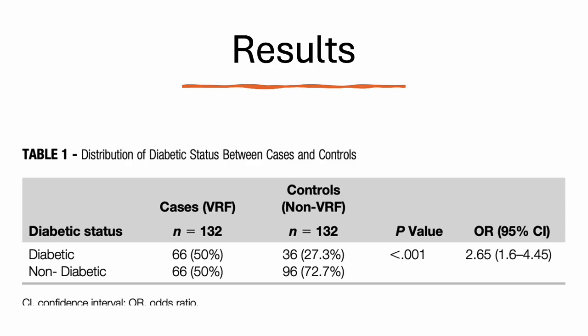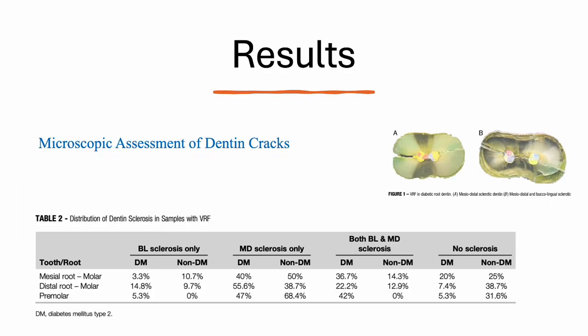The result showed that when compared to patients without diabetes mellitus, patients with diabetes mellitus had 2.67 fold higher odds for occurrence of vertical root fracture. Regarding the microscopic assessment of dentin crack, extent of dentin sclerosis was more pronounced in diabetes mellitus root dentin when compared to non-diabetes root dentin, and this was statistically significant.